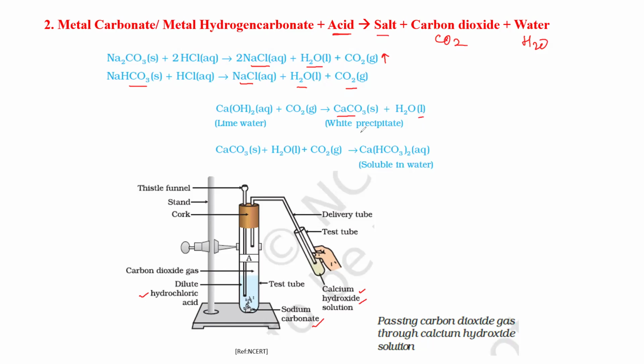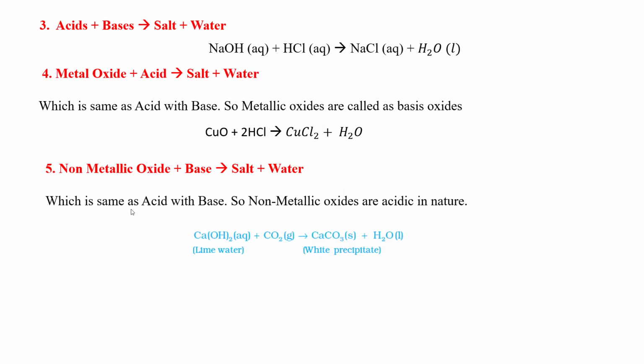And again, if this calcium carbonate is going to mix with water and carbon dioxide is there, it will convert into Ca(HCO3)2, which is soluble in water. This calcium carbonate is also used in whitewash. So after 2-3 days, you'll get the shining of that. So this is one of the properties when acid reacts with carbonates or hydrogen carbonates.